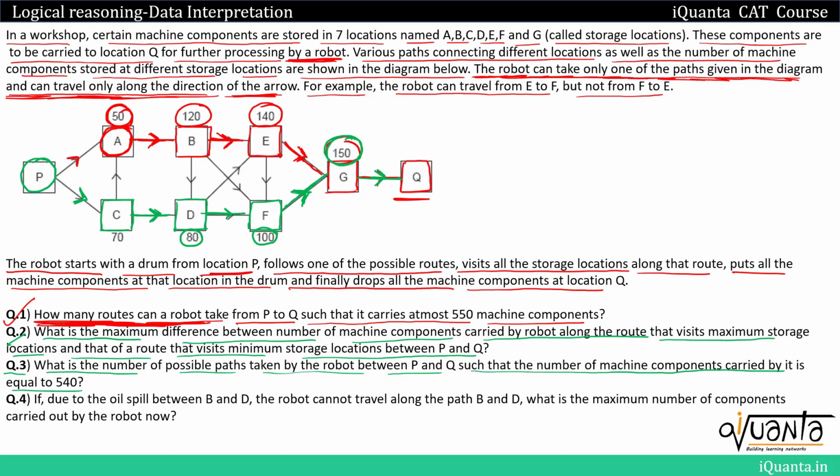So again we are talking about the paths and the number of components. Fourth is, if due to oil spill between B and D, the robot cannot travel along the path B and D. So now he will not go through the path B and D. What is the maximum number of components carried out by the robots now? So again in the fourth question we are talking about number of components and paths. So yes, let us form a table, as I said, with the paths and the number of components along a path. Let's go to the next slide.